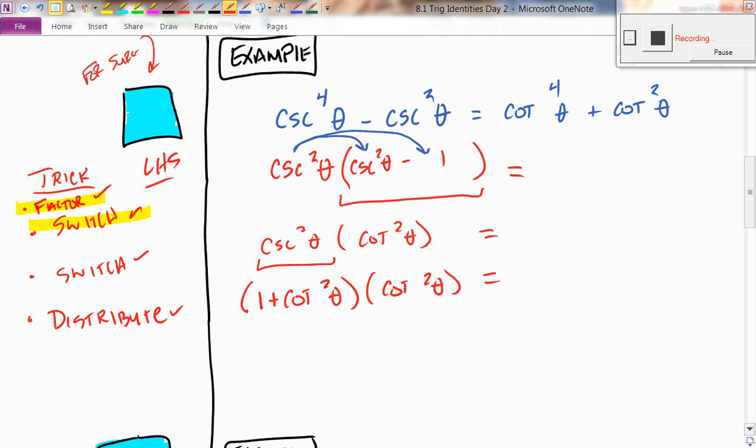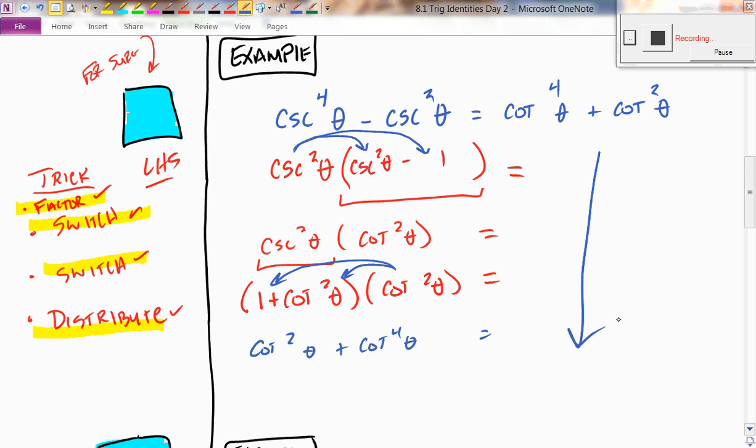All right, anybody see it yet? If you distribute, which is the third thing we're going to do, we did the switches, now we're going to distribute this piece into each term of our binomial. We're going to have cotangent squared theta plus cotangent to the fourth of theta equals, hey, the exact same thing on the right-hand side.